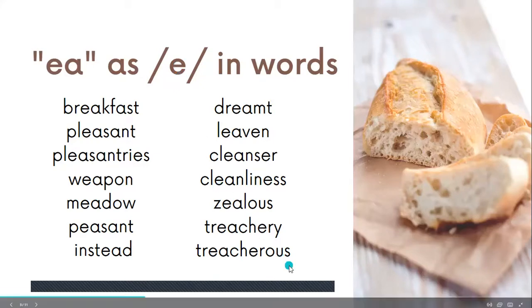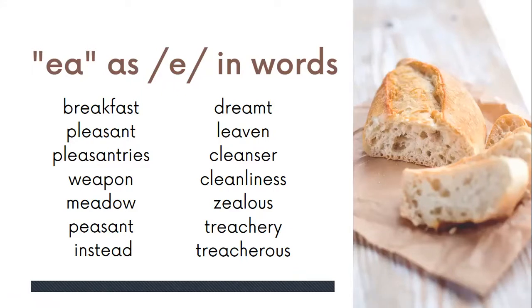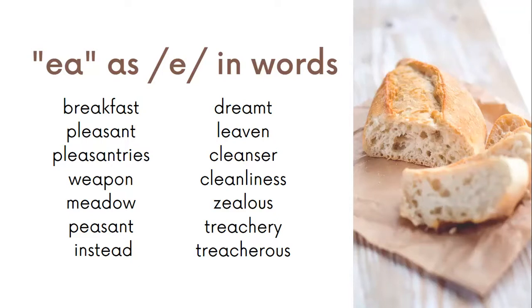Now, generally, EA would represent the sound E, just like you have it in beat, in weak, when something or someone is weak, right? In eat. But in these words, EA has the sound as E. Well, I believe you know breakfast already. You must have been pronouncing the word as break fast. But no, this is not break fast. On their own, break would be break, fast would be fast. But together you have breakfast.